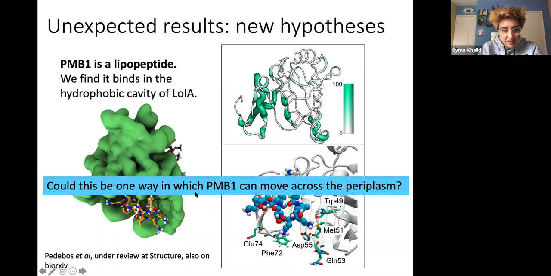And what we're saying here is, could this be one way in which polymyxin can sometimes move across the periplasm? So we're not saying this is the mechanism by which the antibiotic moves across the periplasm, but given the complexity of the systems, the sheer number of different interactions and the number of interaction partners, perhaps sometimes this does happen. Maybe, and we're calling this hitchhiking, maybe this antibiotic hitchhikes on this protein sometimes.